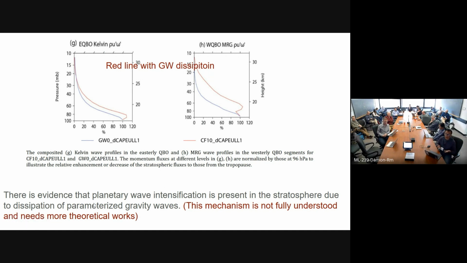We are going to use the nudging method to fix the background wind to see how the dissipation of the gravity wave will contribute to the intensification of this large-scale wave. It's a little bit complicated, but Kai has also helped me to work on that. So in the future, we are going to explore that.